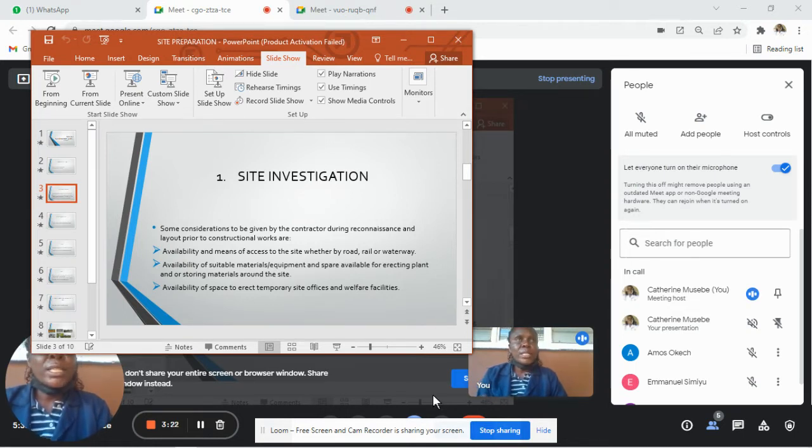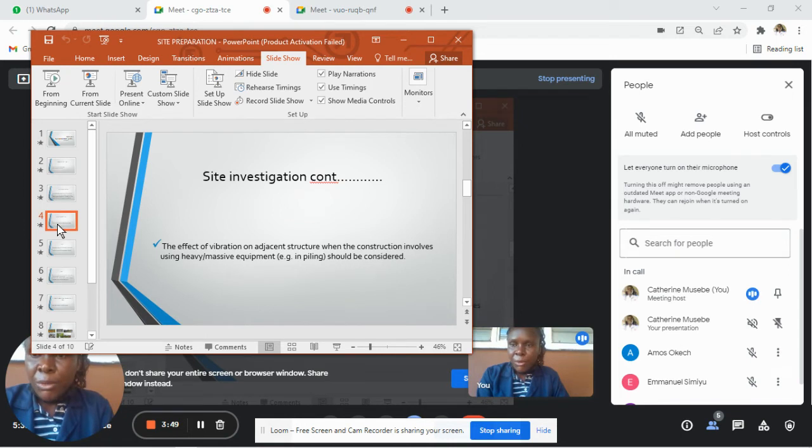So you have to look at the space. If the site has space or no space for erecting the welfare facilities like toilets, kitchen, then we have site offices like the offices for the watchmen and for security. So you have to consider the space for erecting those offices and welfare facilities.